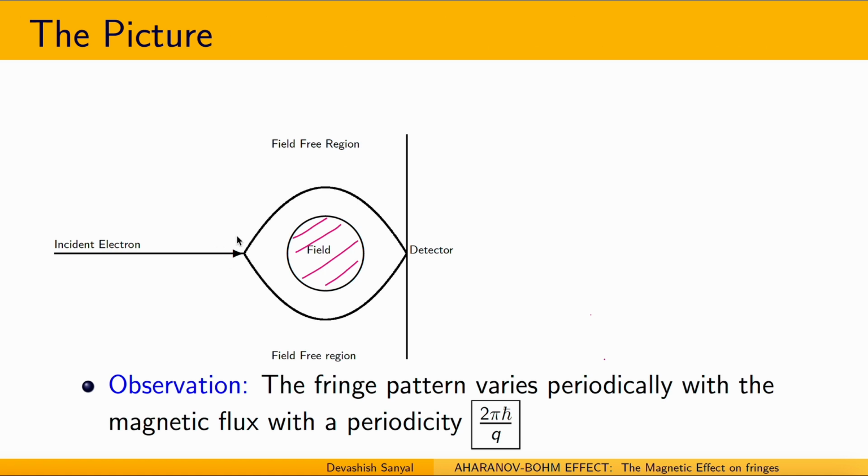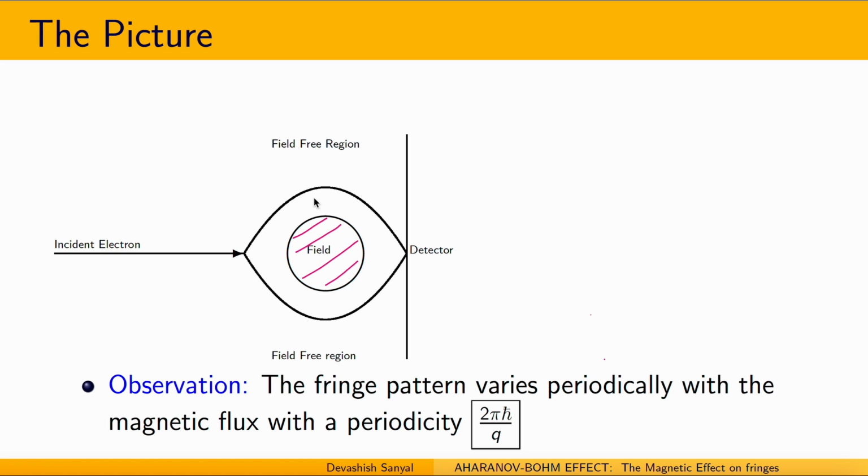Now, what we observe is a fringe pattern, or regions of high intensity and low intensity on the screen. What is important here and very surprising is that when the magnetic field inside this region is changed, the fringe pattern starts varying. And that is very surprising because if you think of it classically, this is a field-free region, so there is no magnetic field here. So the electrons do not experience any magnetic force.